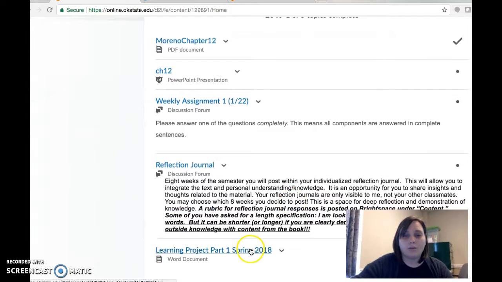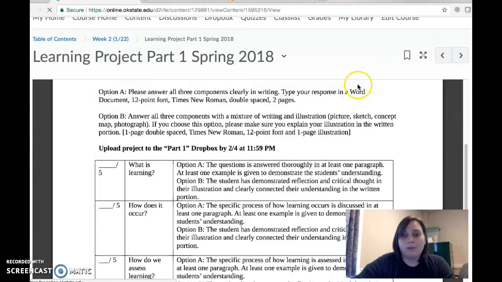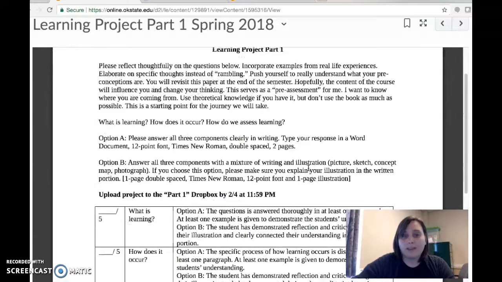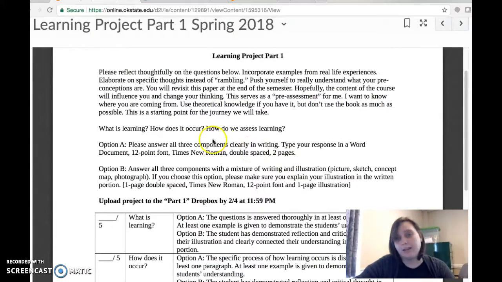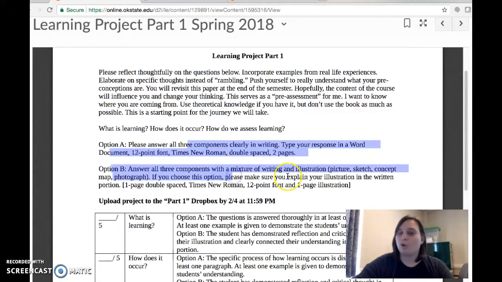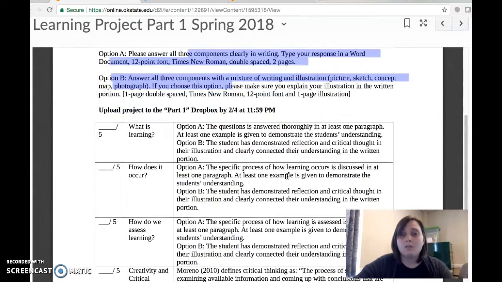So go through Learning Project Part 1, be sure and open that up, read through. There's a really helpful rubric there. That's exactly how I'm going to grade it. There are two options. One is more creative, one is writing a paper. I know some people really prefer one over the other. So read through that. If you have any questions, please send me an email.